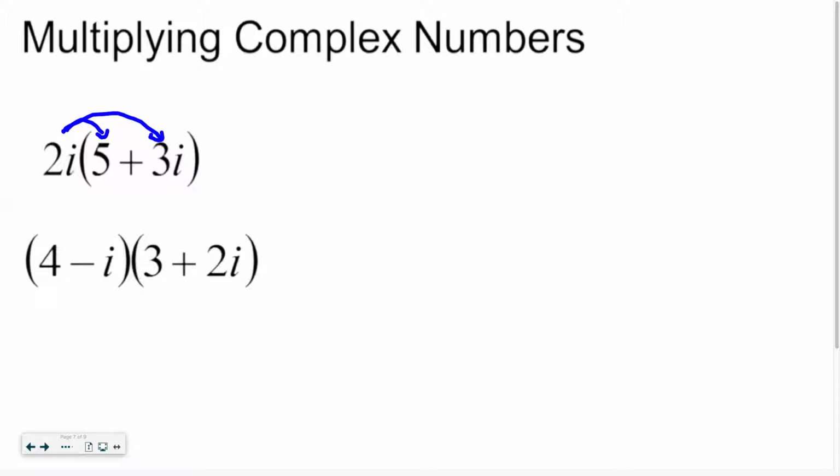So 2i times 5 is 10i. And 2i times 3i is 6i squared. Now, our one issue with that is that's not in standard form. It doesn't look like a plus bi. So we're going to have to fix the 6i squared. Do we know anything about i squared?